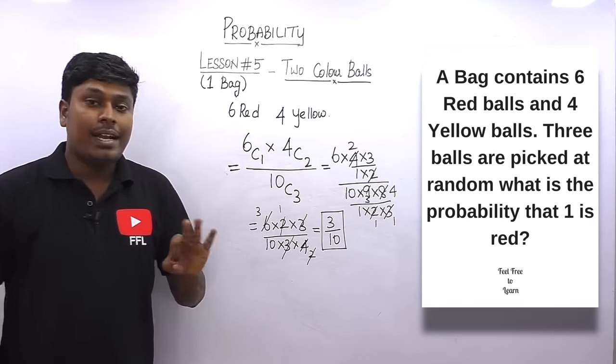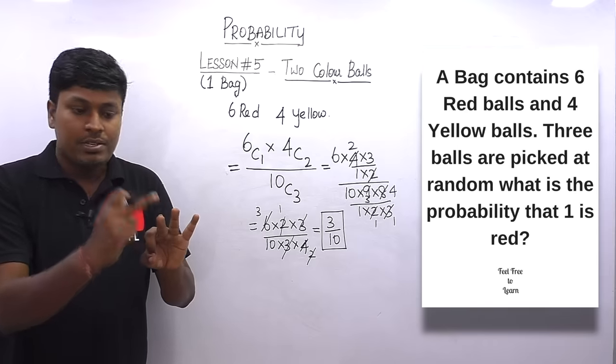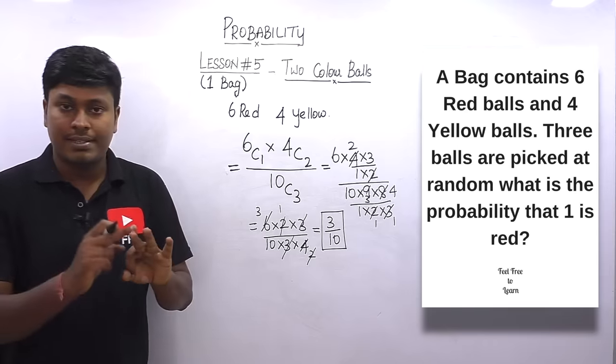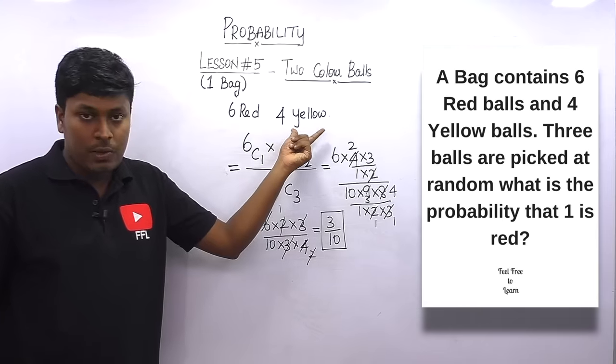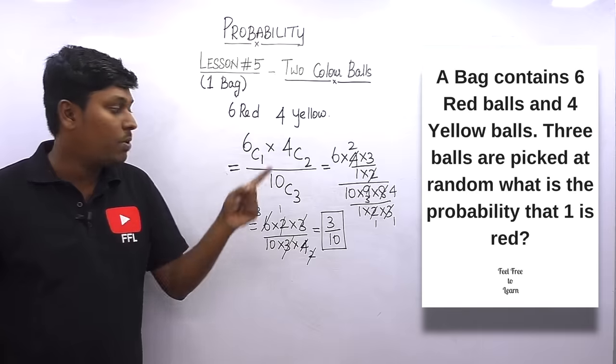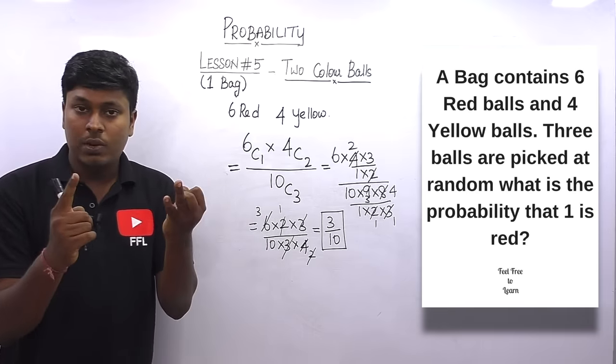So our target is to pick 3 balls. Out of these 3, according to the question, 1 should be red. So first of all, we pick 1 red out of 6, 6C1. The remaining 2 balls are remaining. Out of the remaining 4 yellow, our target is to pick the remaining 2 yellow. So 4C2. Only if you join this 1 red and 2 yellow, it becomes 3.